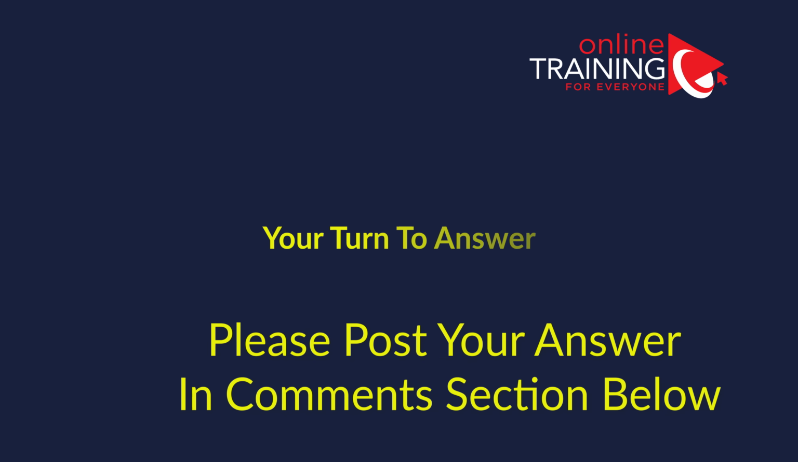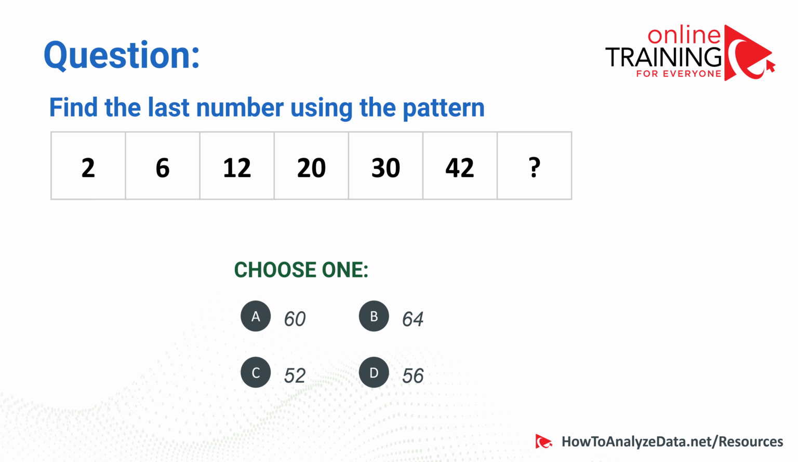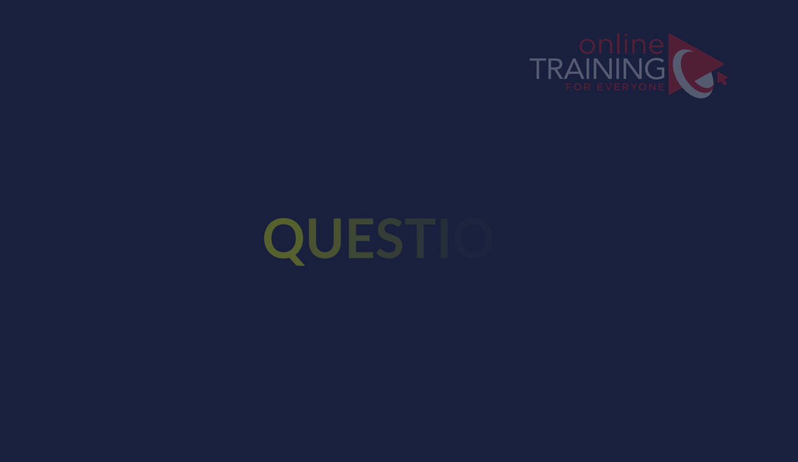And now it's your turn. Please make sure to post your answer in the comment section below this video so I can give you the grade. Here is the question for you to answer. You need to find the last number using the pattern: 2, 6, 12, 20, 30, 42, and then the missing number. And the choices are 60, 64, 52, or 56. Which one do you think is the right answer here? Please make sure to post your answer in the comment section below this video so I can give you the grade.